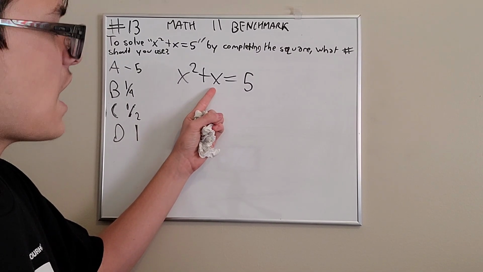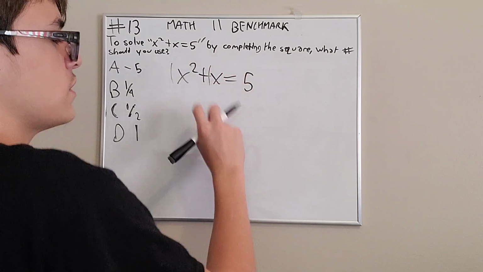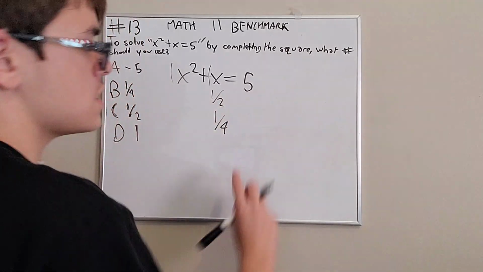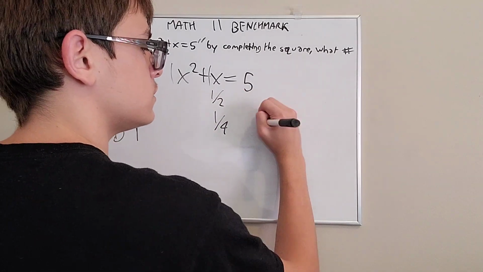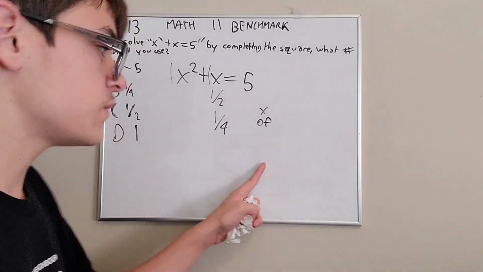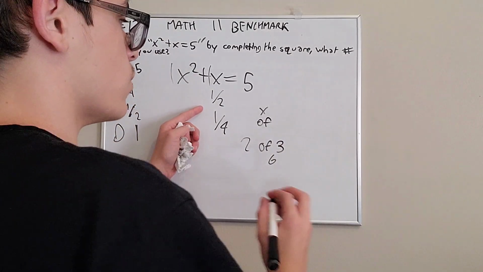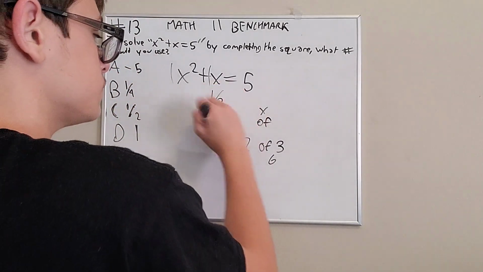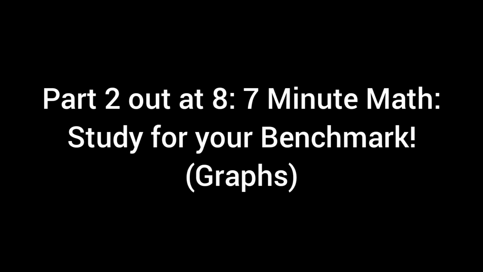The next step is to take half of b and square it. a is 1, b is also 1, c is 5. By taking half of b, 1/2, and squaring it, you get 1/4. If you're wondering how that works, when you multiply, that's also another way of saying of, right? Because when you have 2 of 3, you have 6. So when you have 1/2 of 1/2, half of a half is 1/4. So our answer is actually going to be B, which is 1/4.